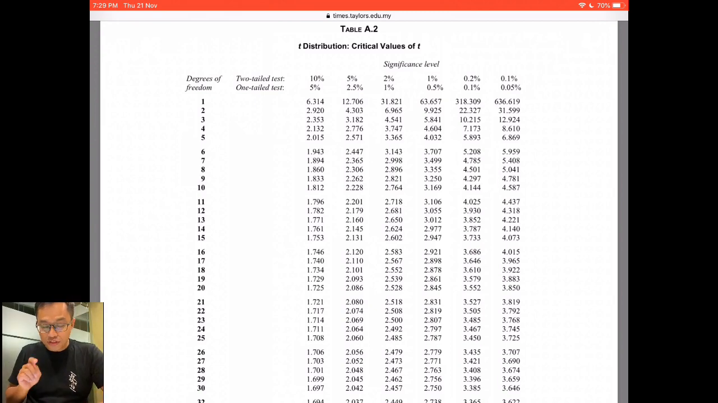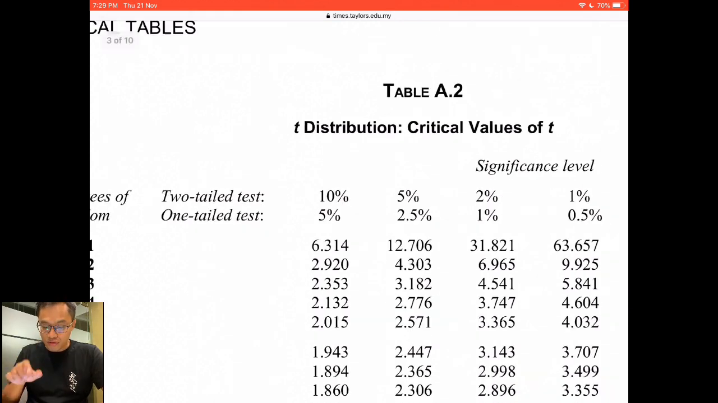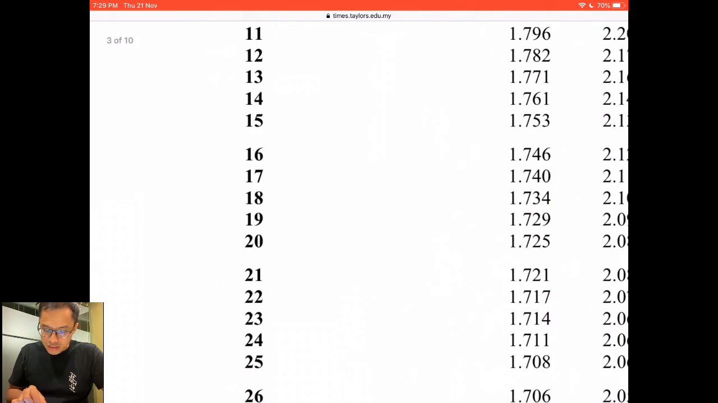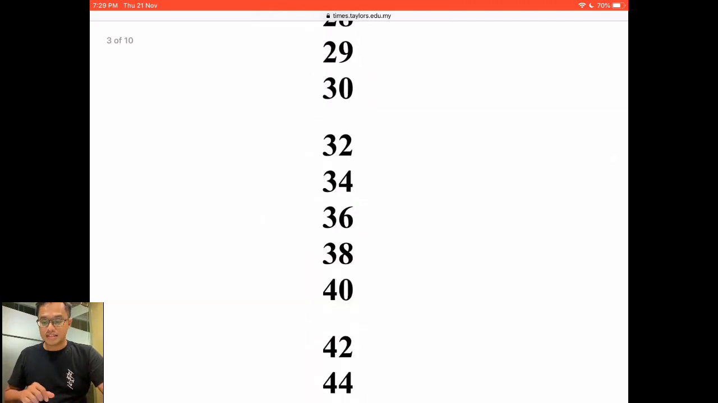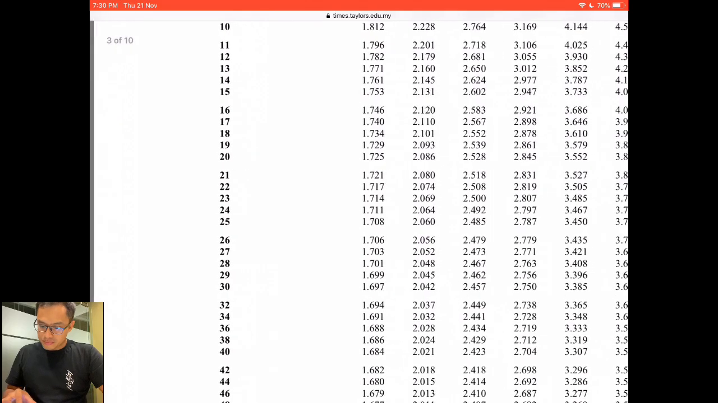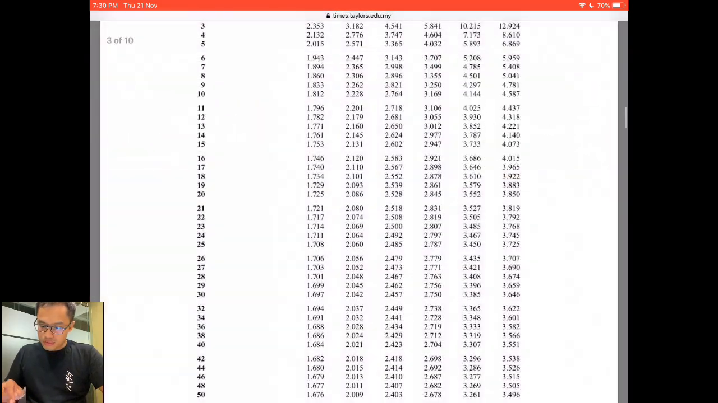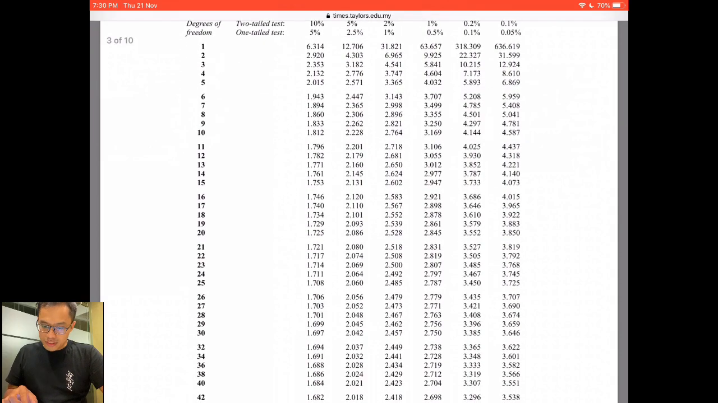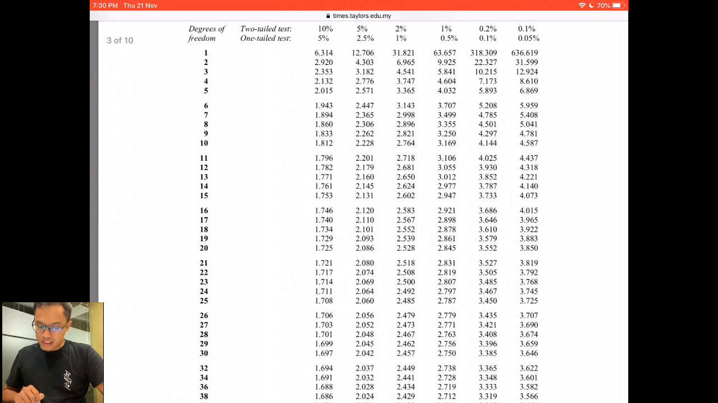So as you can see on the screen right now, we are looking at 5%. It is a 2-tail test. So the first row, go down to degree of freedom of the number 38. So from there, let me see. Sorry. 5% and 38. So you can see there, it is 2.24.